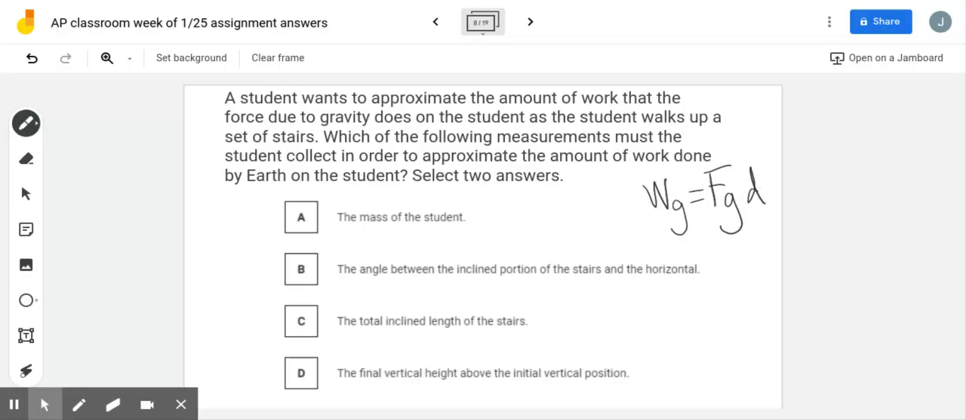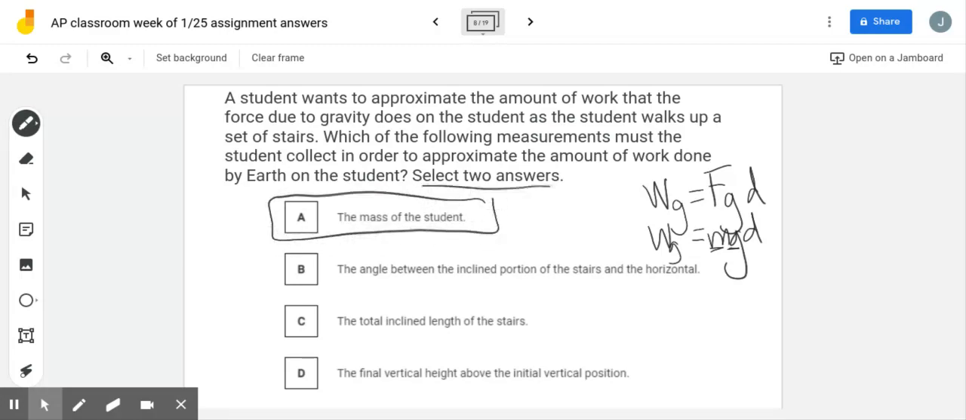The force of gravity is dependent on, I don't know if you guys got this in one of your videos, the force of gravity is equal to mass times g. g is 10. We've known that for a while. So anyway, we definitely need the mass of the student. Yep, select 2 answers, by the way.